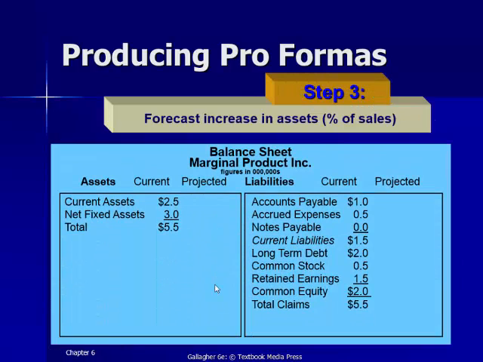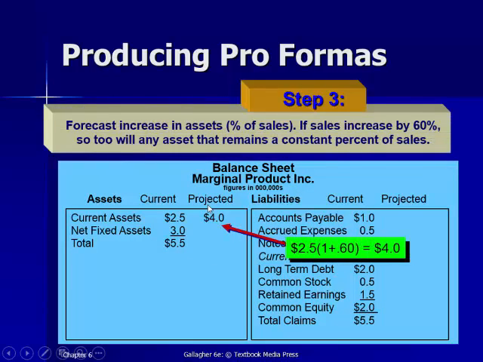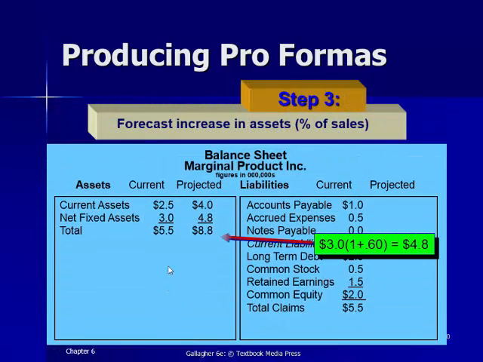Now we're ready to see what that projected balance sheet might be. And so we're going to inflate our current assets by 60%. 2.5 million times 1.6 gives you 4 million. And you will remember that we said that the plant was operating at full capacity, so we're going to have to grow the fixed assets by 60% also. That gives us $8.8 million worth of projected total assets. That's a $3.3 million increase in our projected assets.